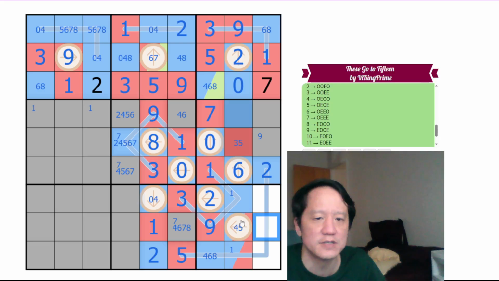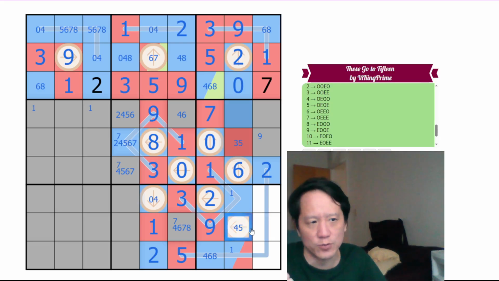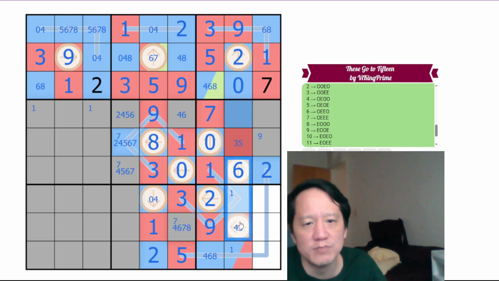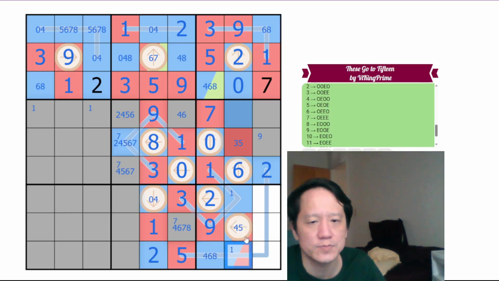1 here means this can't be 1, 3, adding up to 4. It also means it can't be 1, 5, adding up to 6. So this must be non-Schrodinger, and it must be either 4 or 5. We're not sure which. If it's 4 or 5, that means it's odd, even, odd. So this is odd here.